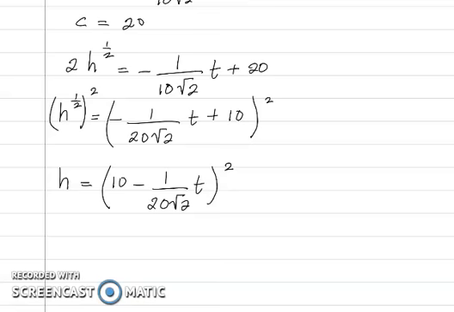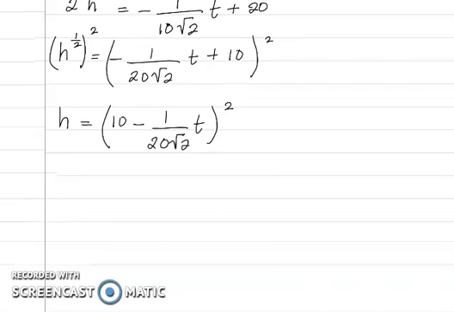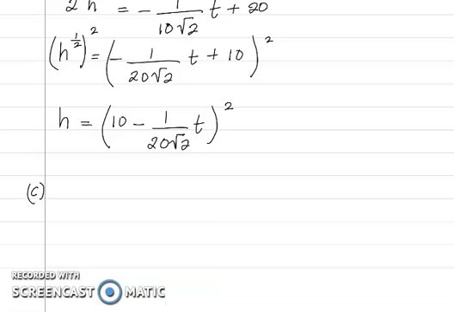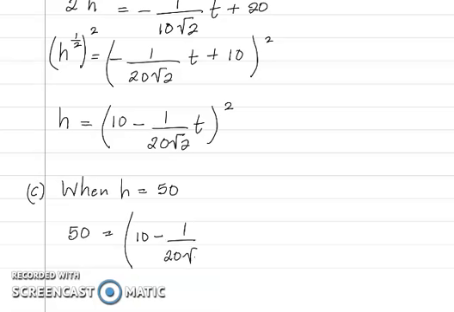And that brings us to the last part of the question, C. C is asking us to determine t when h is 50. So when h is equal to 50, I'm going to get 50 is equal to 10 minus 1 over 20 root 2 t, squared. All right, so to get rid of the square, I'm going to find the square root of both sides.